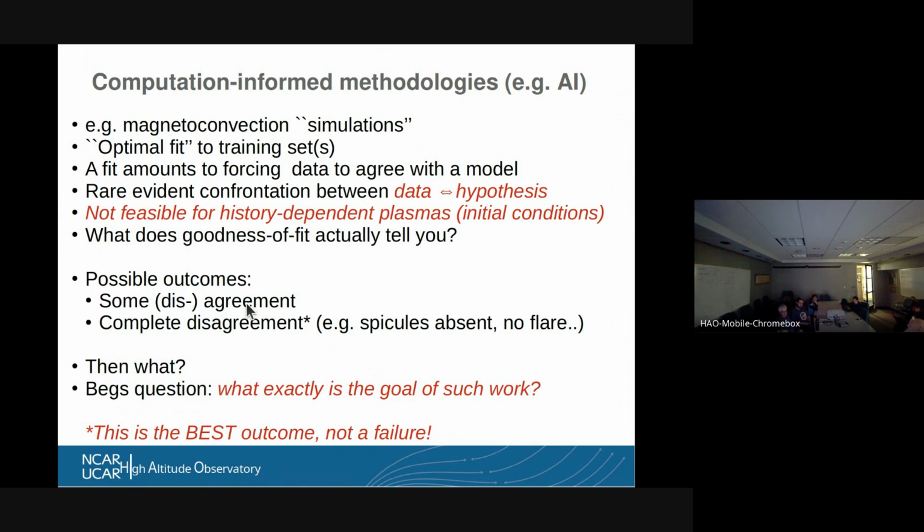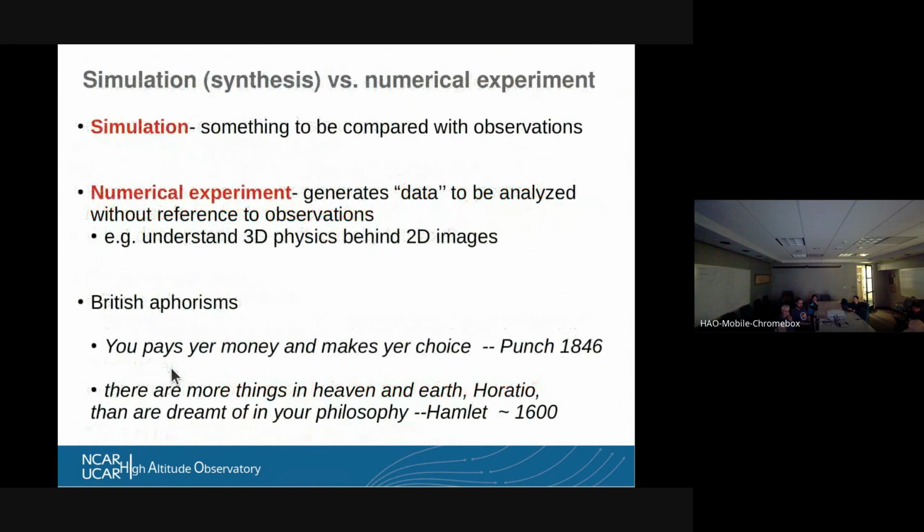I mean, what am I going to make of this? You've got some disagreement, some agreement. I don't think this is advancement. Complete disagreement, this is the absolute best outcome you can ever get from a numerical experiment, I think. Because then you've really learned something. Something the sun is doing is definitely not in your calculation, for whatever reason. That is the moment of creation, and that's what we should do. The problem is that when you get most results in some disagreement, you have to ask yourself, then what? And then you go back and say, well, what was the goal of this work in the first place? I don't know. I really don't know.